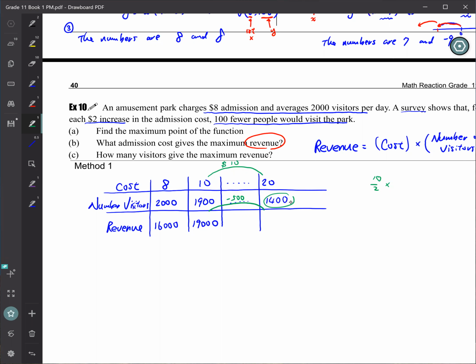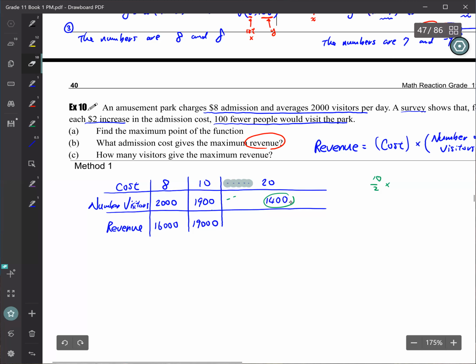Okay. So first you figure out the price, right? There's $10 difference, and then you want to find out how many twos are there. Let me draw the steps. So from $10 to $20, I need to do 1, 2, 3, 4, 5, right? Each one is a $2 increase.